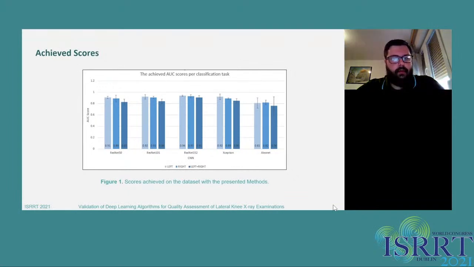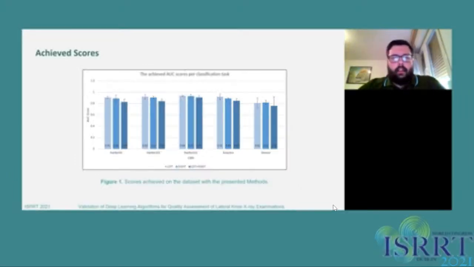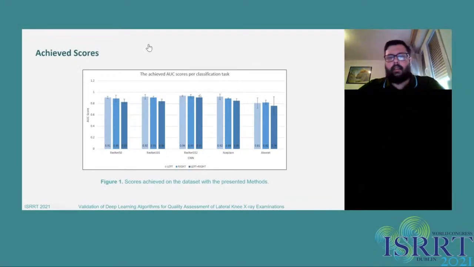Xception has performed decently well, but the best performing results are achieved by ResNet in general and ResNet 152, which achieves the highest AUC scores and the lowest variances across the folds. This is the most complex network used, and these are expected results. The scores are relatively high and indicate good performance of the models.